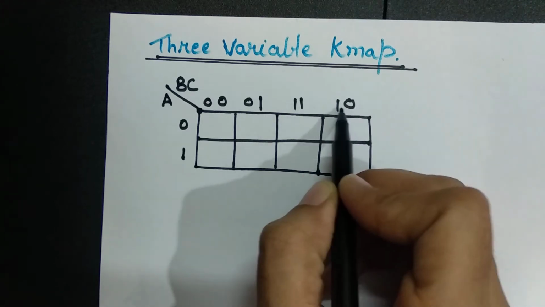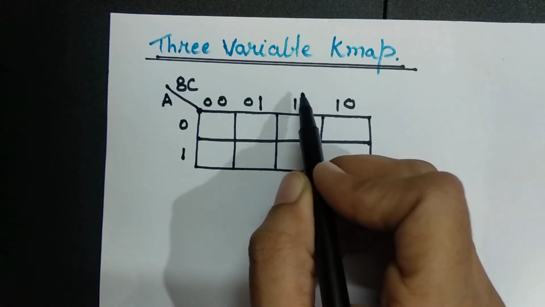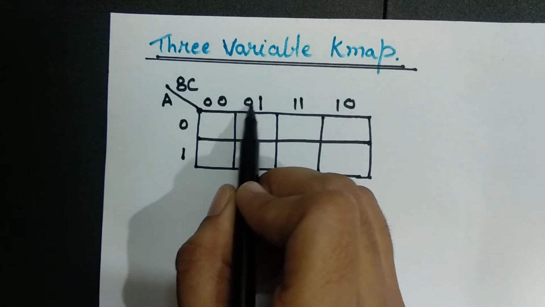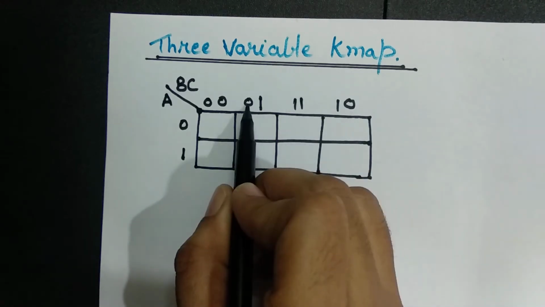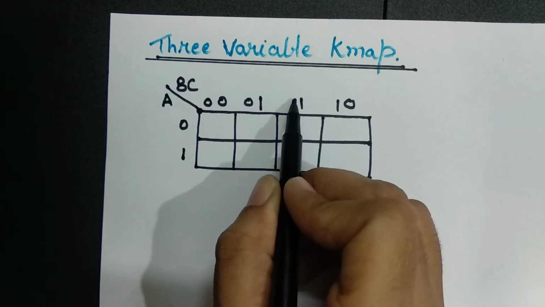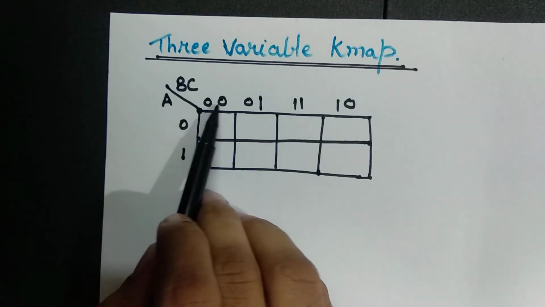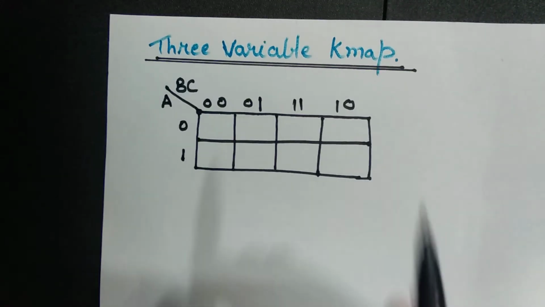You cannot write this 1 0 at the 1 1 place, because in a K-map only 1 bit change of variable is allowed. If you keep 1 0 over here, 1 bit is changing, and the next bit is also changing. Therefore, always write it in this pattern: 0 0, 0 1, 1 1, and then 1 0.